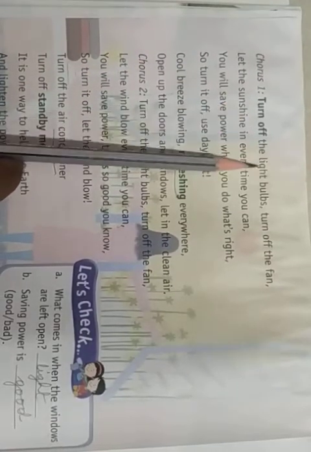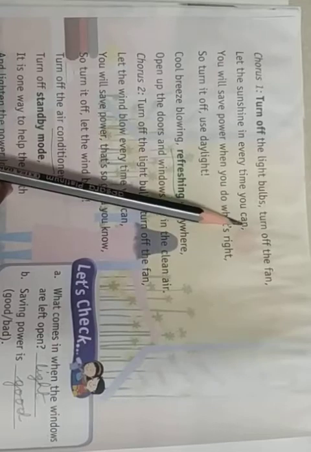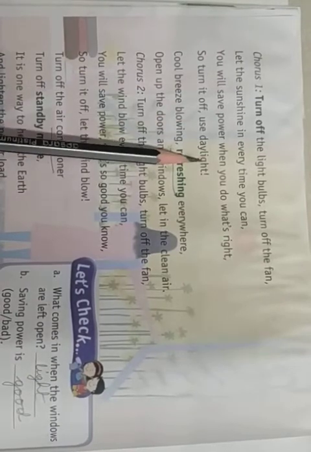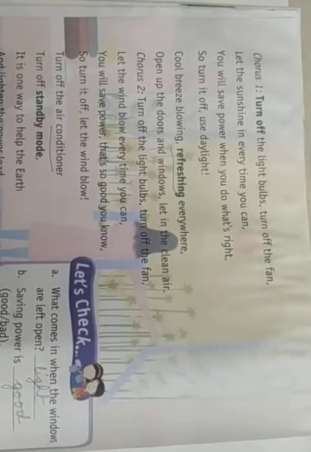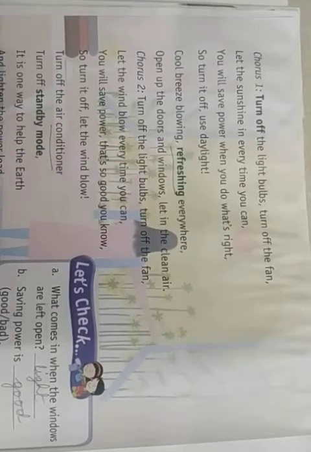Turn off the light bulb, turn off the fan, let the sun shine in every time you can. You will save power when you do what's right, so turn it off, use daylight. Okay? Cool breeze blowing, refreshing everywhere. Open up the doors and windows. Let in the clean air.